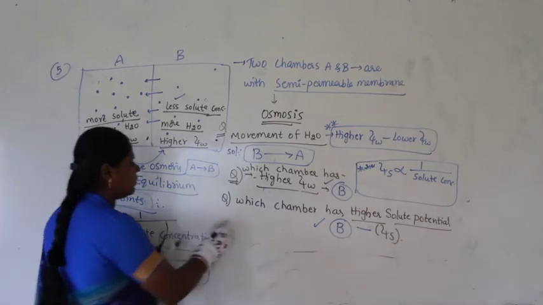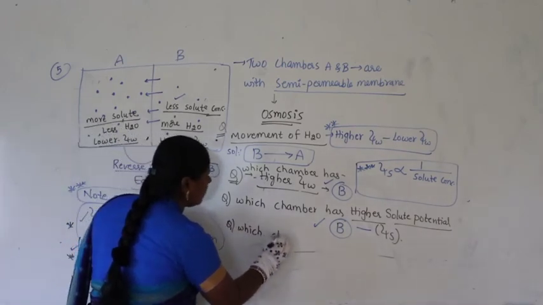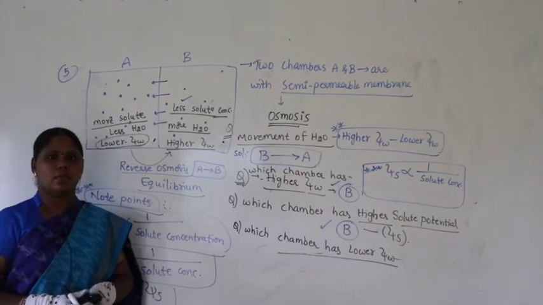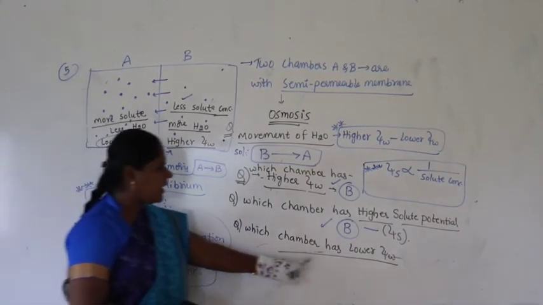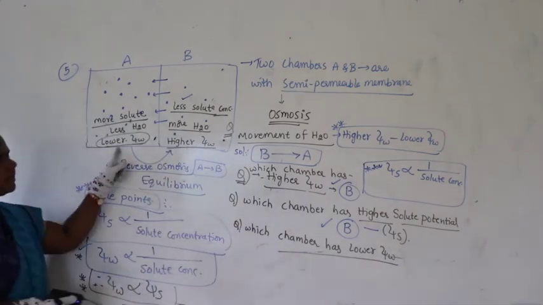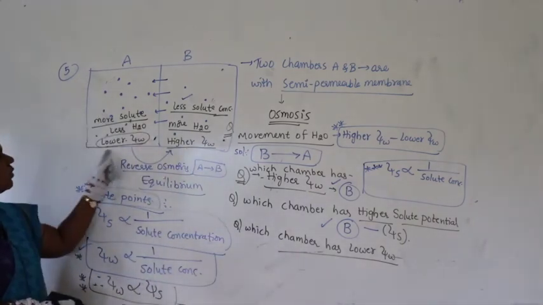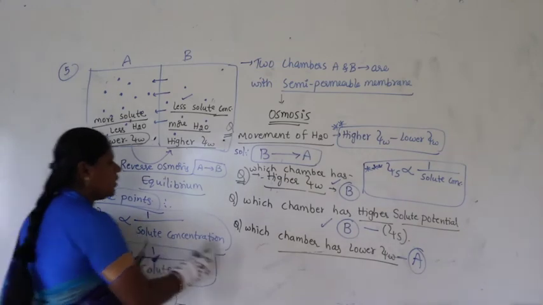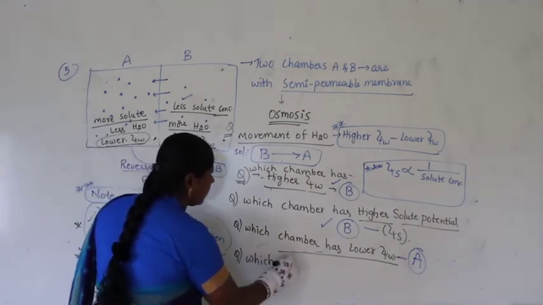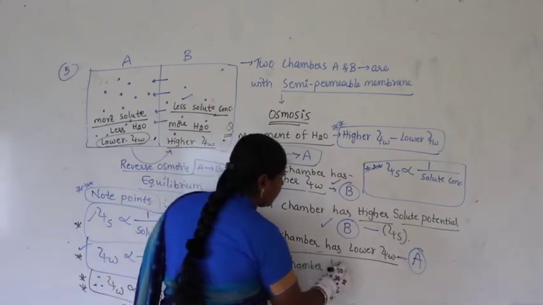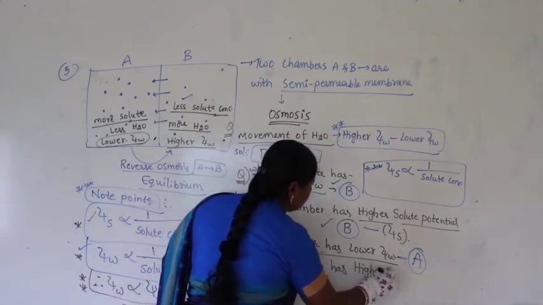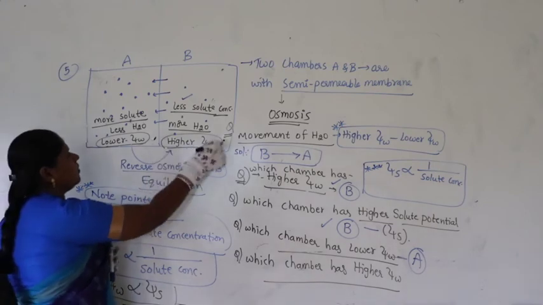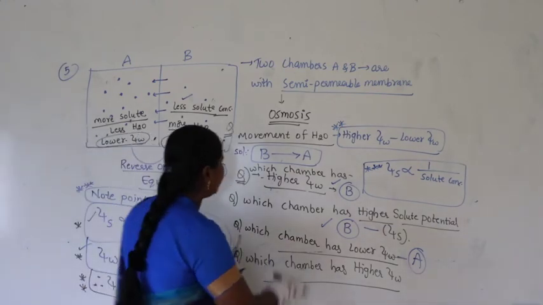For example, let us take the next question. Which chamber has lower water potential? That is already written in the diagram, in the beginning itself. Which chamber has lower water potential? Closing your eyes you can write A. Right. Next question. Which chamber has higher water potential? This is already written here. Chamber B has higher, we have already written, no?